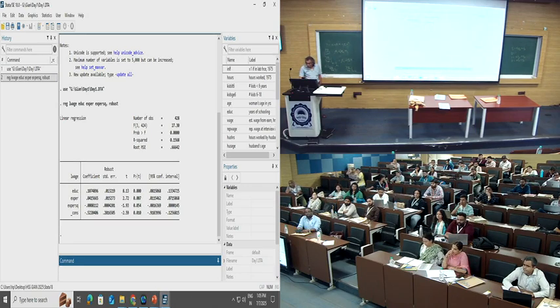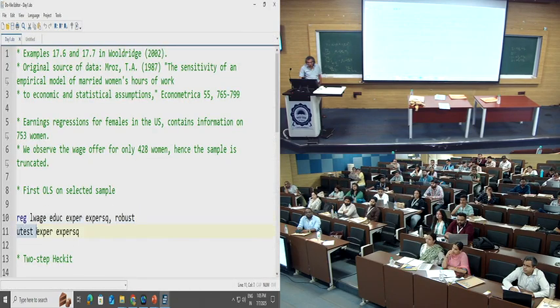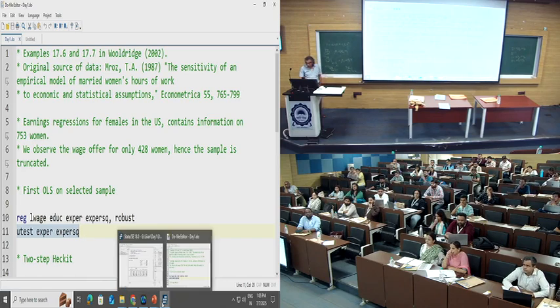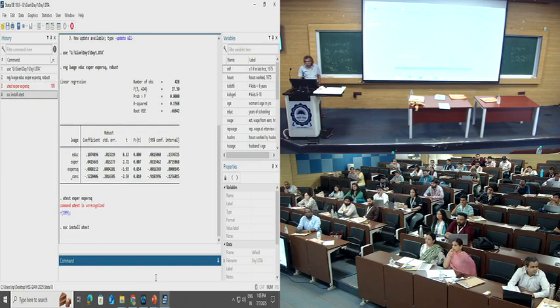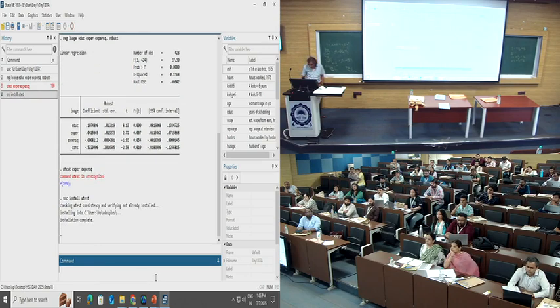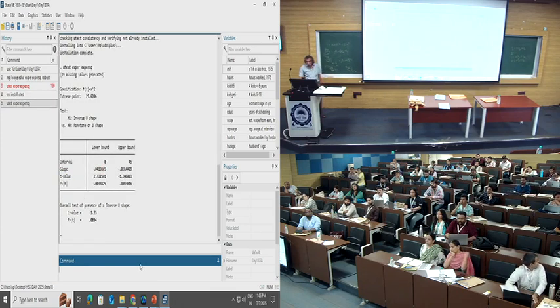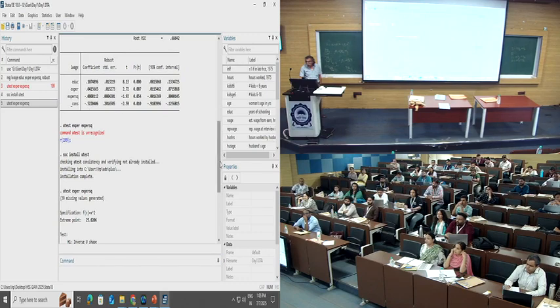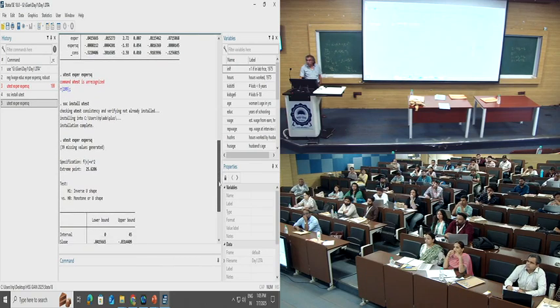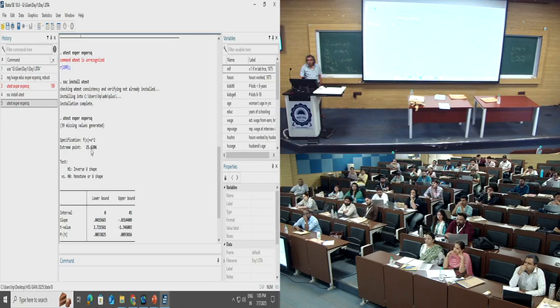Clear? What I do then, I test whether there is an inverse U-shaped curve between experience and experience square. If the internet is not working, this would not work, since I need to do something like SSC install. Now it is working. I can reject the null hypothesis at the 10% level. Indeed, there is an inverse U-shape. This is positive, this is negative. At what years of experience does the inverse U turn? At 25.62, right? That also I can figure out.